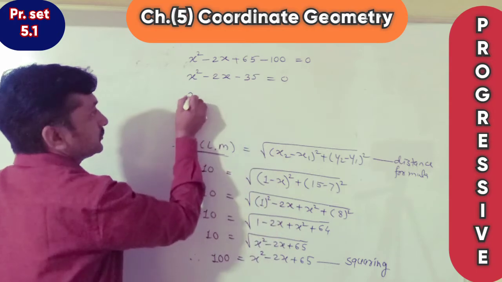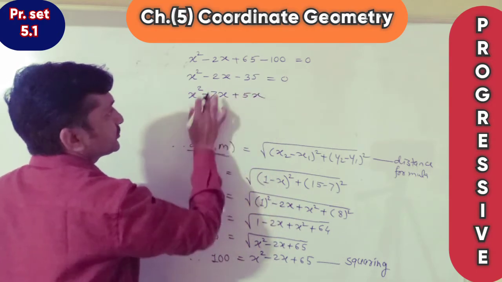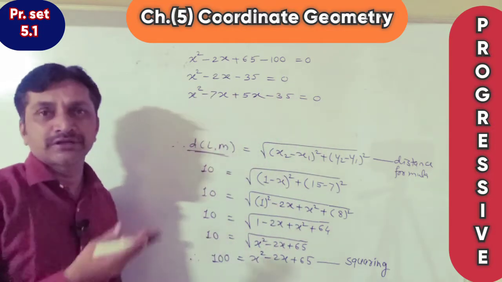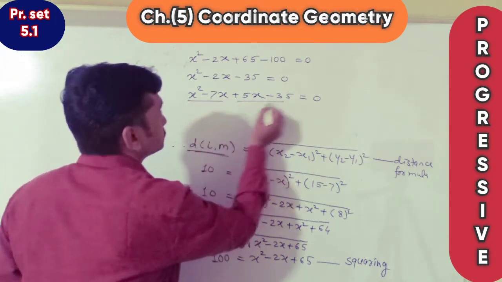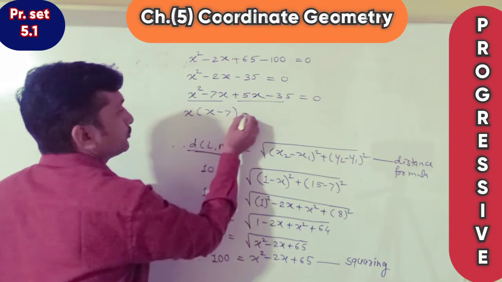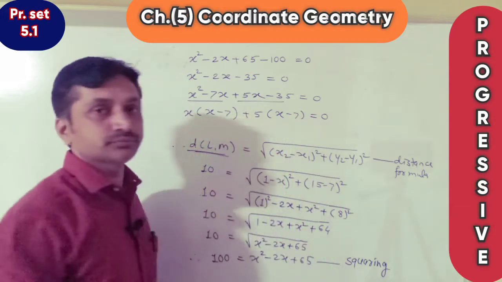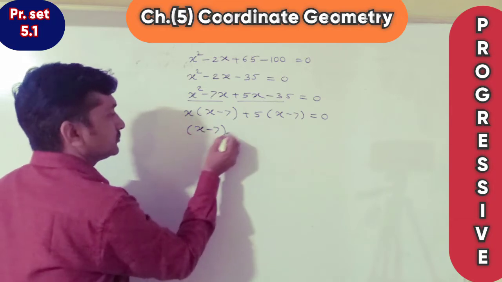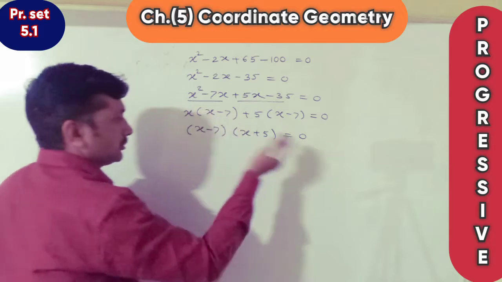Then 7 5s are 35, so x square minus 7x plus 5x, see, sum is minus 2, minus 35 is equal to 0. Now we have already learned this in quadratic equations. Grouping now: x common in bracket, x minus 7, plus 5 common, x minus 7 is equal to 0. So the common bracket is x minus 7, second bracket x plus 5 is equal to 0.